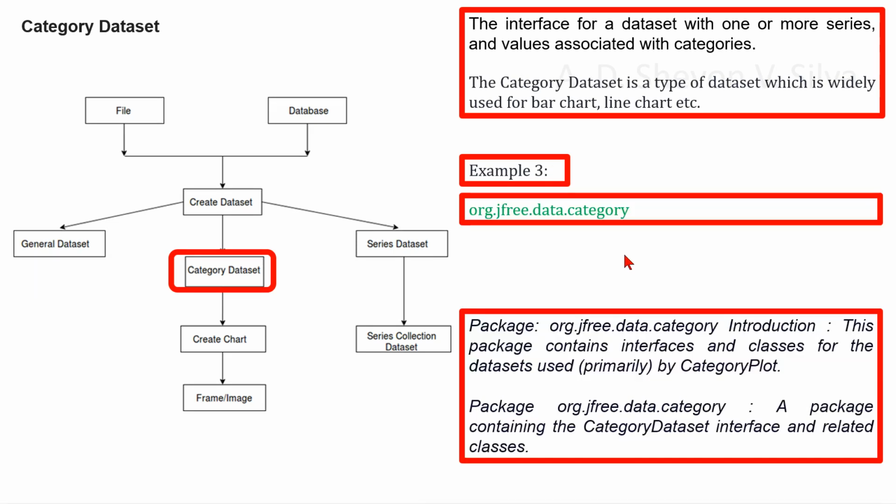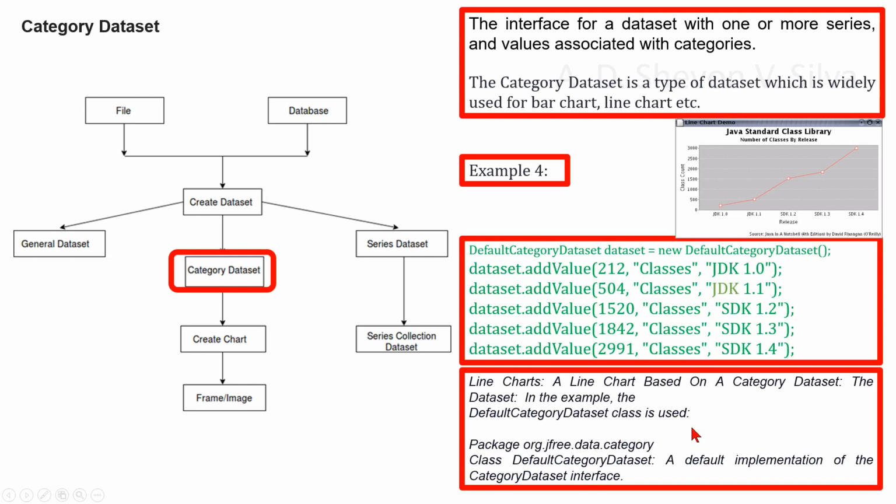Now we are considering introduction in package org.jfree.data.category. This package contains interfaces and classes for datasets used primarily by JFreeChart's CategoryPlot class. Package org.jfree.data.category, a package containing the CategoryDataset interface and related classes.